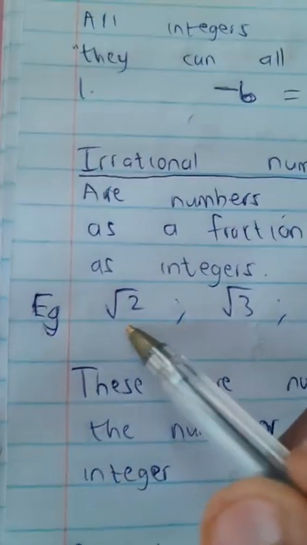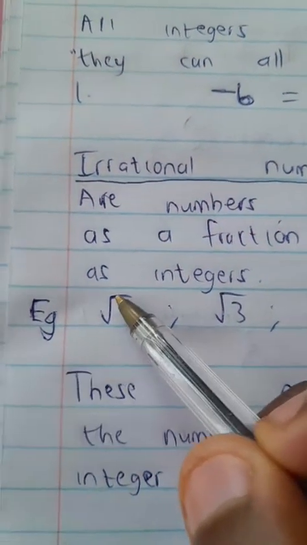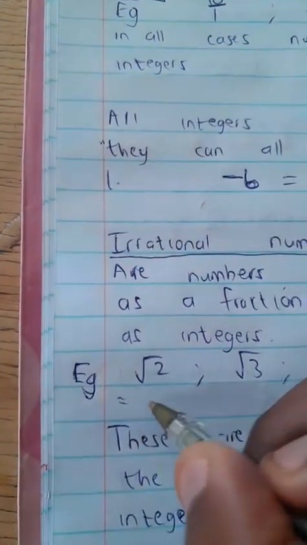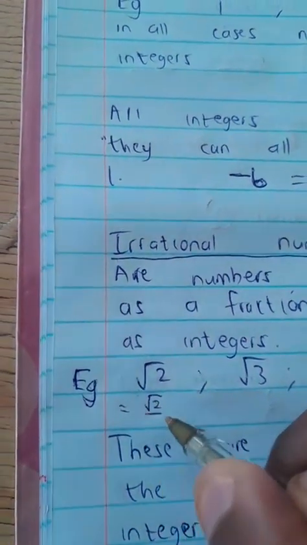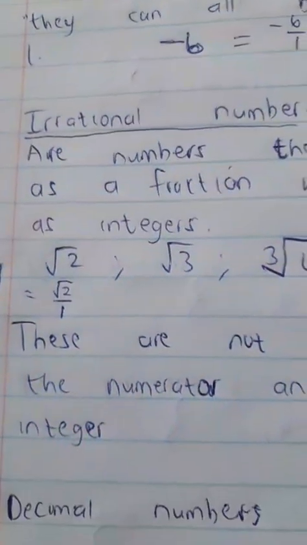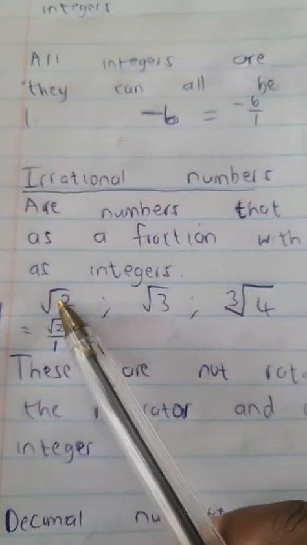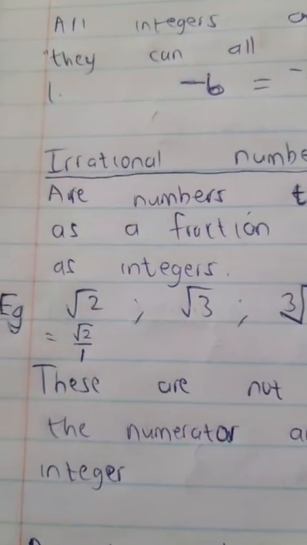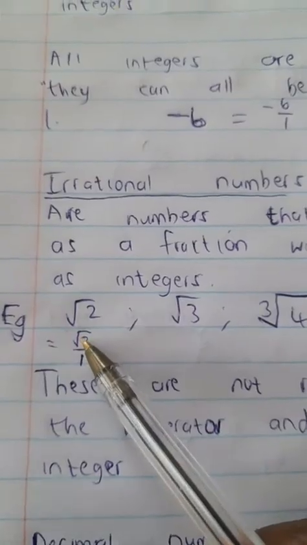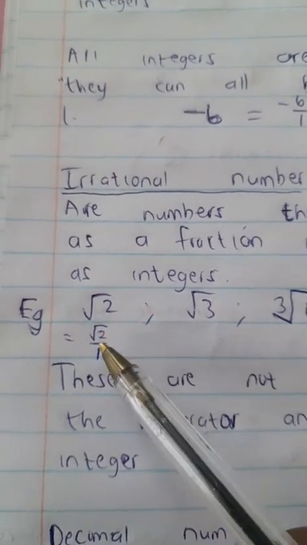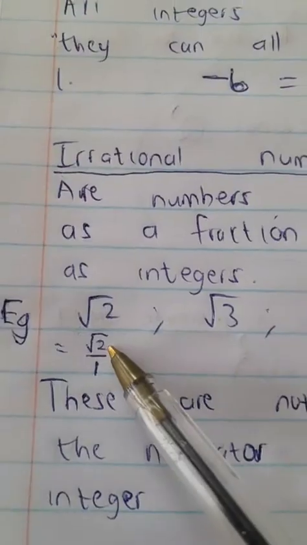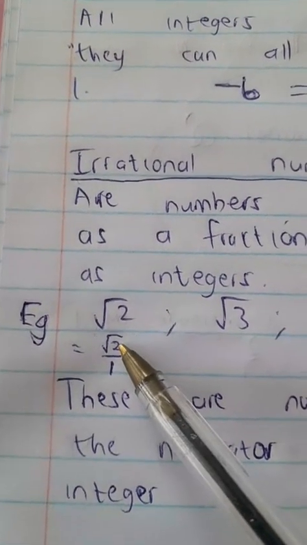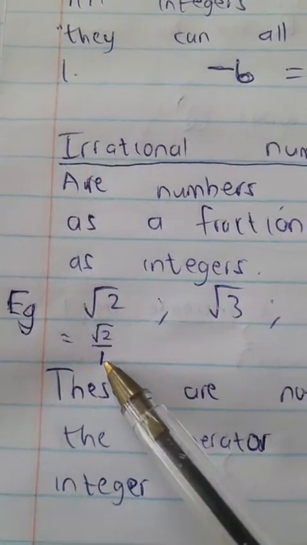If you look at this, the square root of 2, if I was to write this as a fraction, it would be the square root of 2 over 1. I hope you guys are with me here. So yes, the square root of 2 can be written as a fraction. But let's check. Is this fraction rational? Look at the numerator. Is the square root of 2 an integer? No, it isn't. Is the denominator an integer?